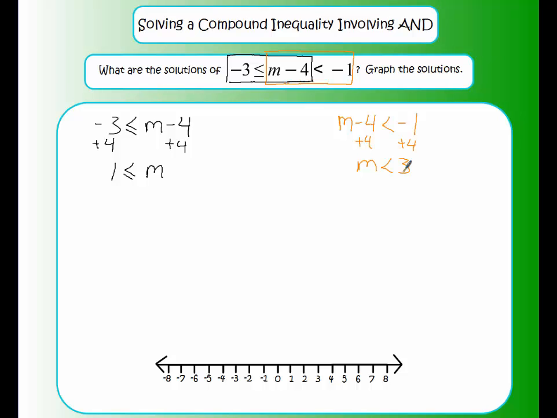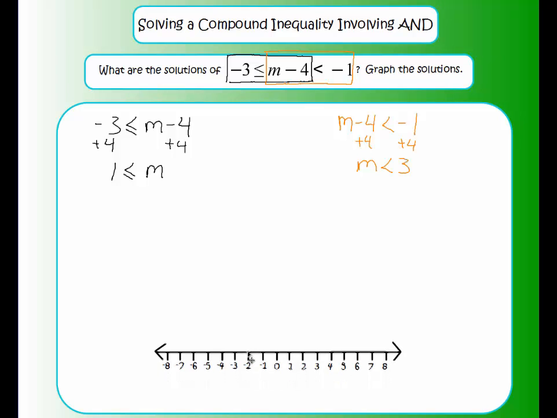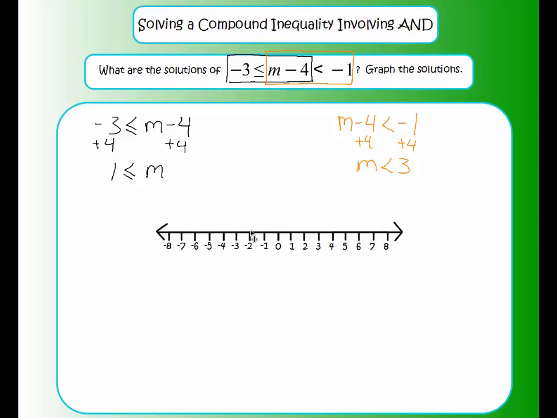So now what I want to do is graph both of these on this number line here. I'll graph the first one in red. 1 is less than or equal to m. So I have 1 is where my dot's going to go, and it's going to be a closed dot. So at 1, I'm going to put in a closed dot.